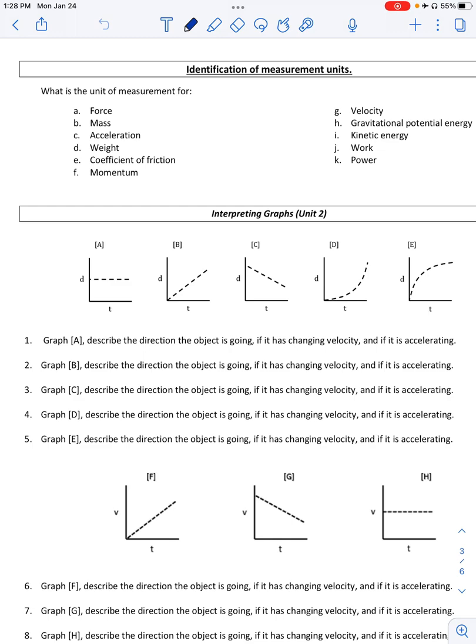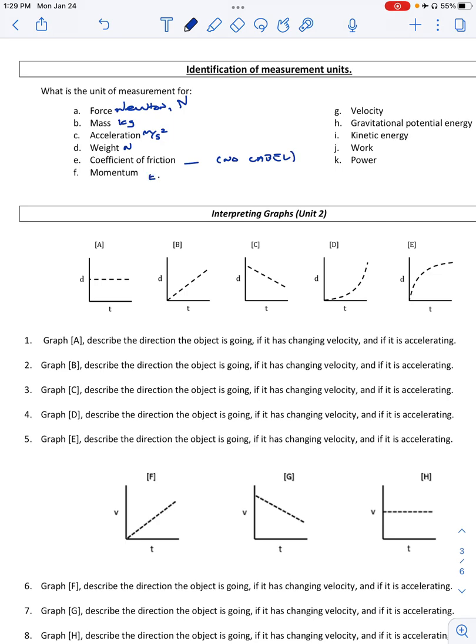So it says, what is the measurement unit for force? That's a Newton, right? Also just an N. These are kgs for mass, meters per second squared. Weight is going to be in newtons. Coefficient of friction, nothing. No label. That one's kind of tricky.